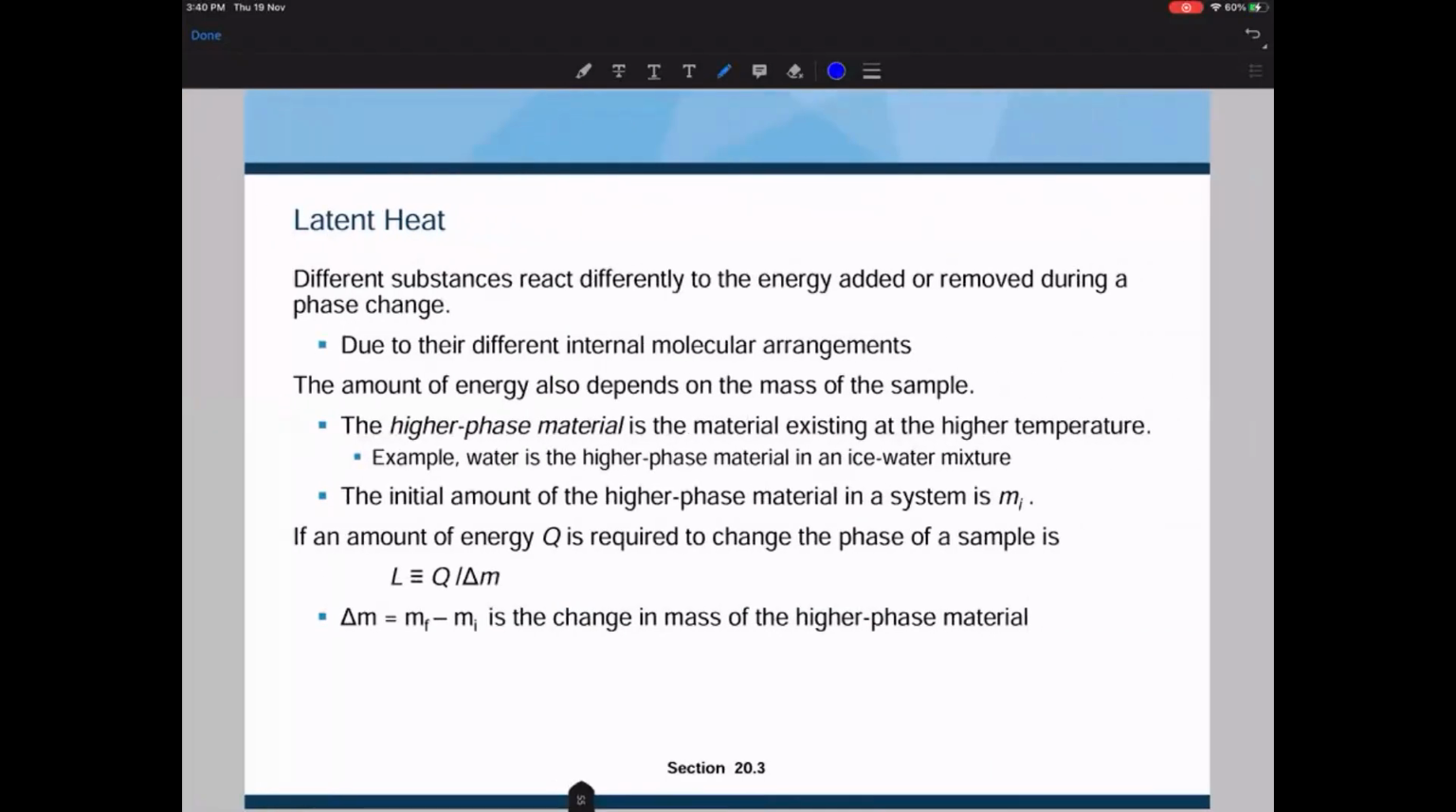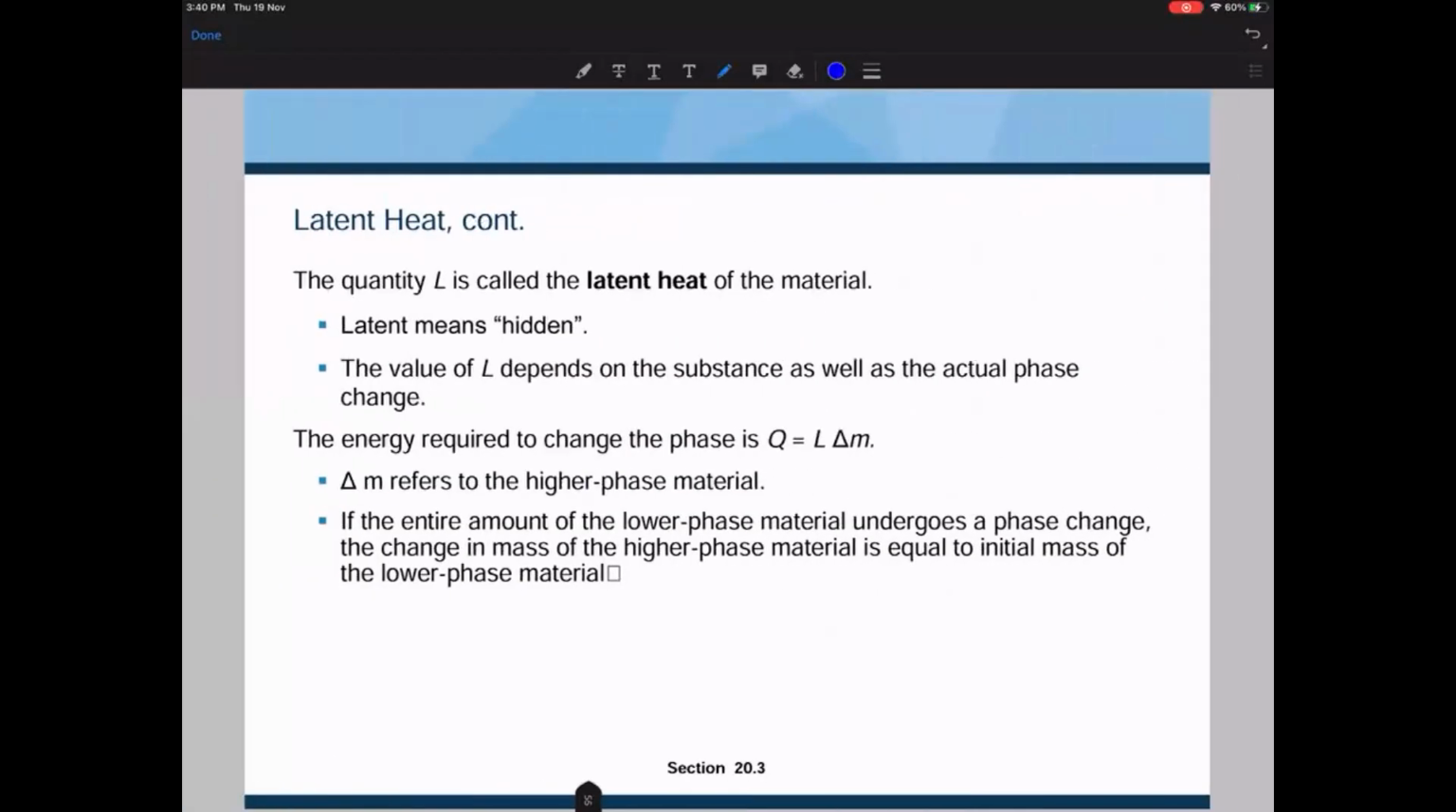So the amount of heat energy that is lost or gained is related to the latent heat. The latent heat measures the amount of heat energy gained or lost per unit mass during the phase change. So that is the idea of the latent heat.